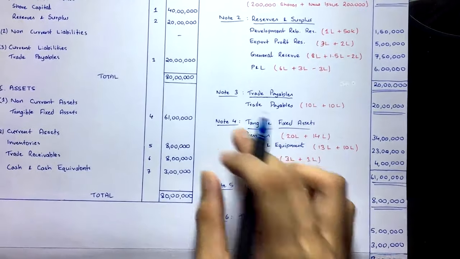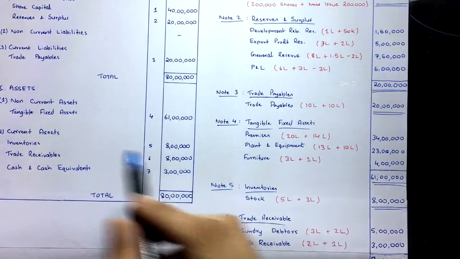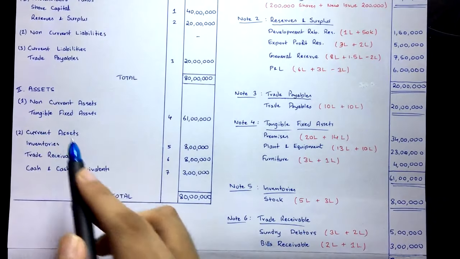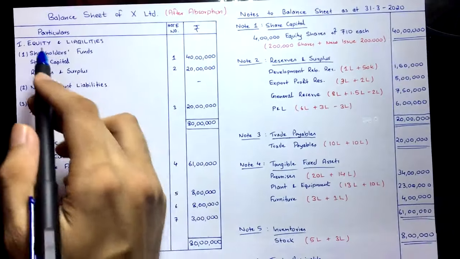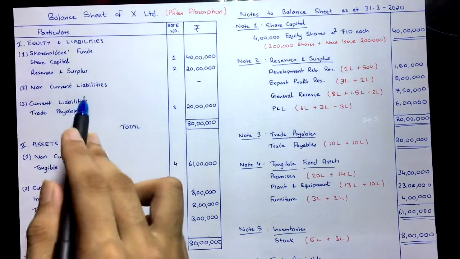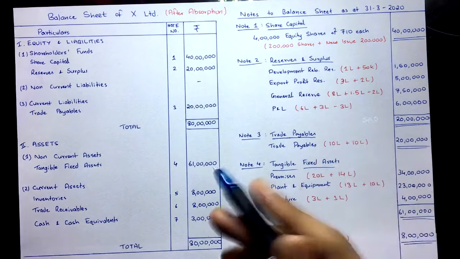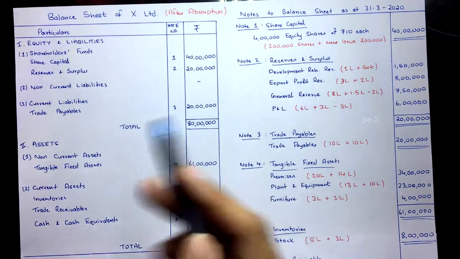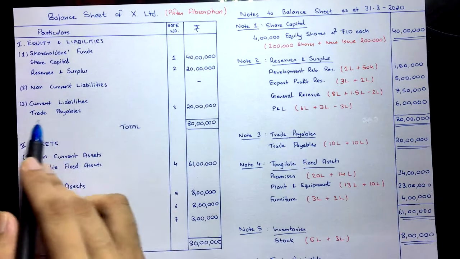In note 4, what happened? The assets, tangible fixed asset. See here, in the balance sheet, what do we take first? Equity and liabilities, shareholder fund, share capital, reserves and surplus. We are done with that. Non-current liabilities, there are none, right? No non-current liabilities are there. So dash, nil. And then current liabilities, trade payables are there.